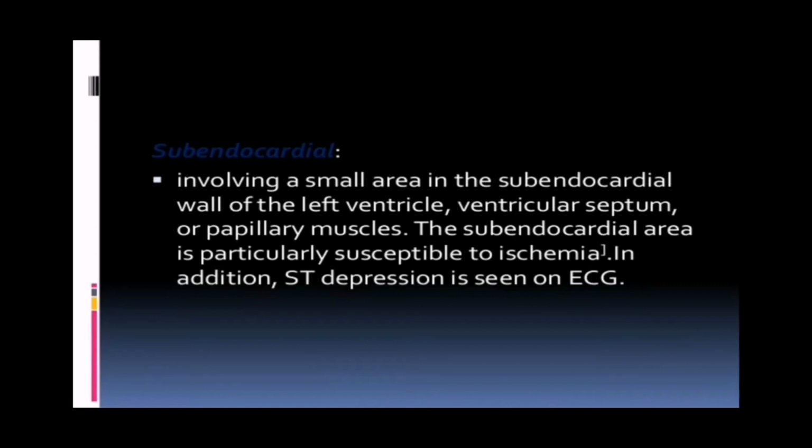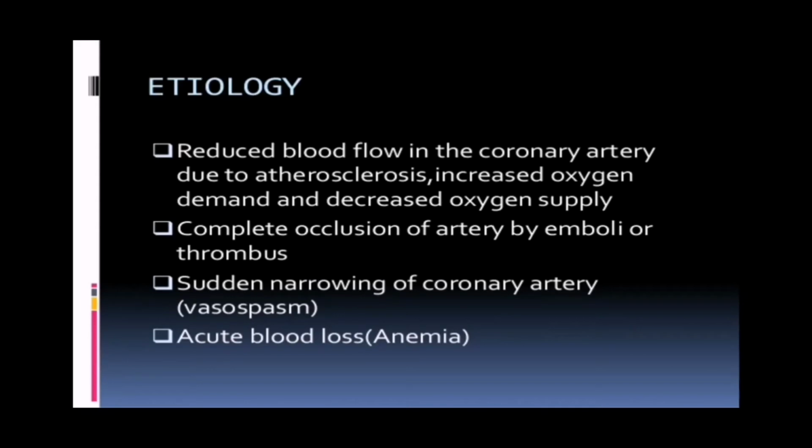Subendocardial, involving a small area in the subendocardial wall of the left ventricle, ventricular septum or papillary muscles. The subendocardial area is particularly susceptible to ischemia. In addition, ST depression is seen on ECG. Etiology: reduced blood flow in the coronary artery due to atherosclerosis, increased oxygen demand, and decreased oxygen supply. Complete occlusion of the artery by emboli or thrombus, sudden narrowing of the coronary artery, vasospasms, acute blood loss, anemia.